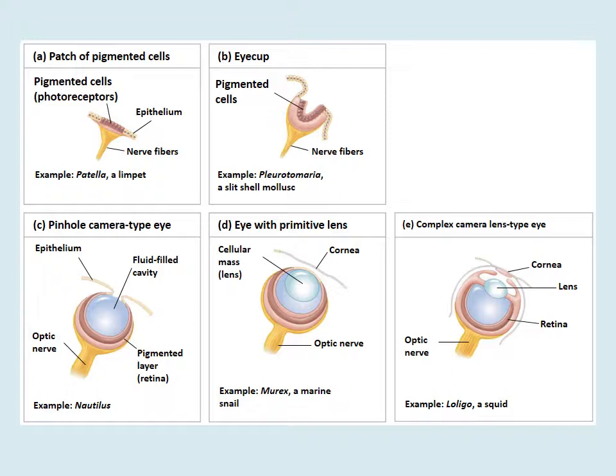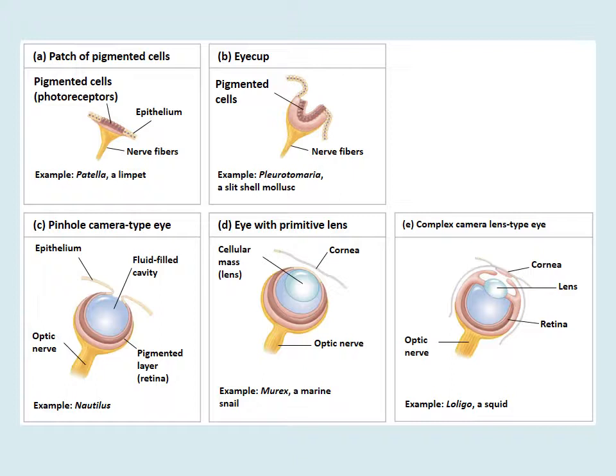The eye cup would have benefited the Pleurotomaria today, as well as its ancestors, by being able to tell the direction of the light. The pinhole eye that we find in the nautilus, the one with the lens, and then the much more complex one with the lens, would have all increased visual acuity and would have provided a selective advantage for that critter at that time.